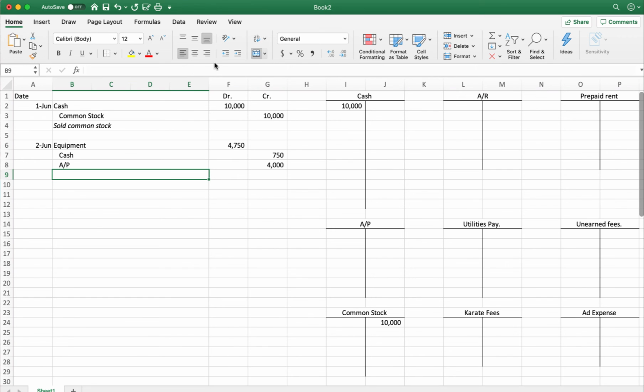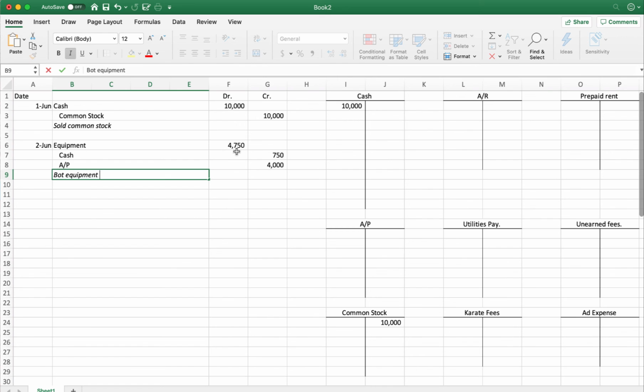Okay? So now we need to put our explanation. What happened here? Well, I like to italicize my explanations. Just kind of sticks out for me a little bit. What did we do? Bought equipment. Yes, I know that's not how you spell bought, but I just abbreviated it, okay? Bought equipment.